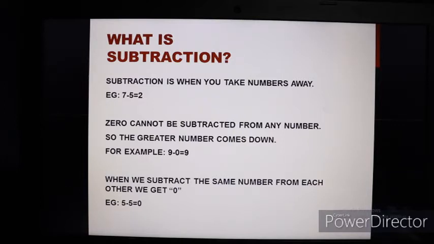For example, 7 minus 2 equals 5. 7 minus 5 equals 2. 0 cannot be subtracted from any number, so the greater number comes down. For example, 9 minus 0 equals 9. When we subtract the same number from each other, we get 0. For example, 5 minus 5 equals 0.